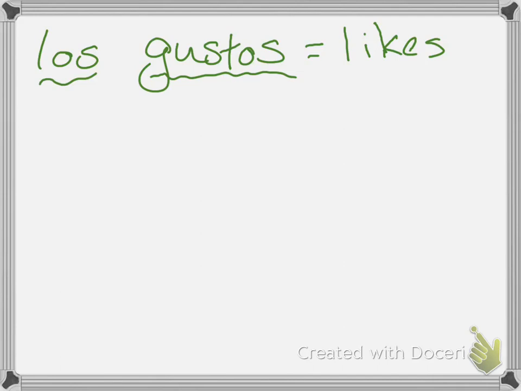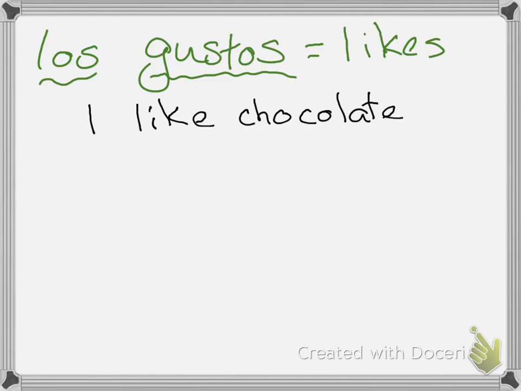So here's an example. In English, we would say, I like, for example, I like chocolate. I know there are some people who don't, but they're crazy. So I like chocolate. Okay, we use this verb like here.